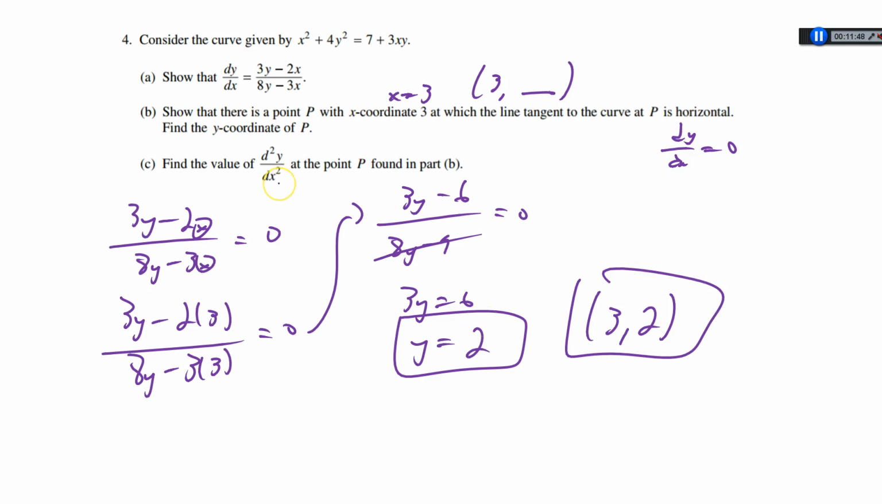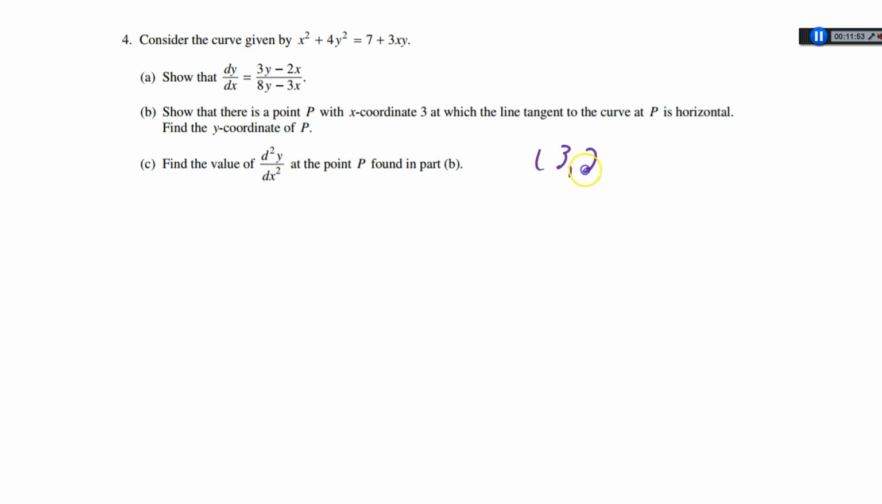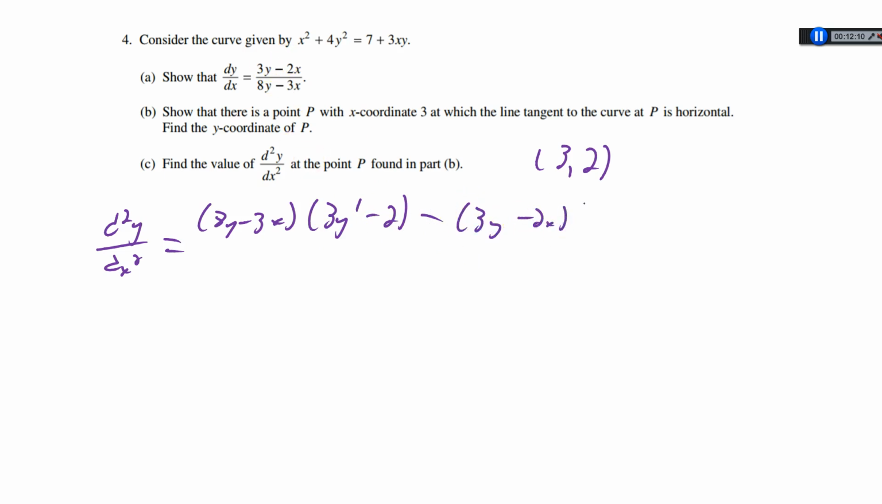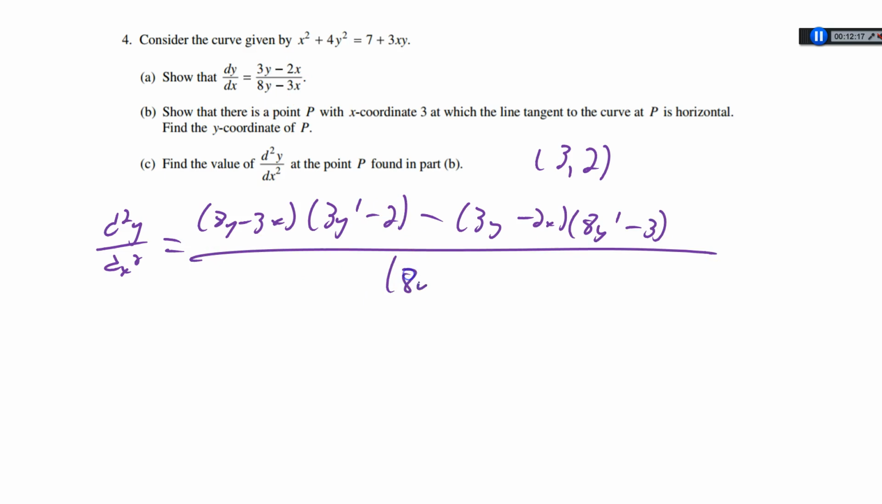Now they want us to find the second derivative for that point. All right, I'm going to keep that (3, 2) in my back pocket. So we have to take the second derivative, d squared y dx squared. So low d high, 8y minus 3x, d high is going to be 3y prime minus 2, minus high d low, 3y minus 2x, d low, 8y prime minus 3, over the square of the low, we go, 8y minus 3x squared. So they want us to find this at (3, 2).